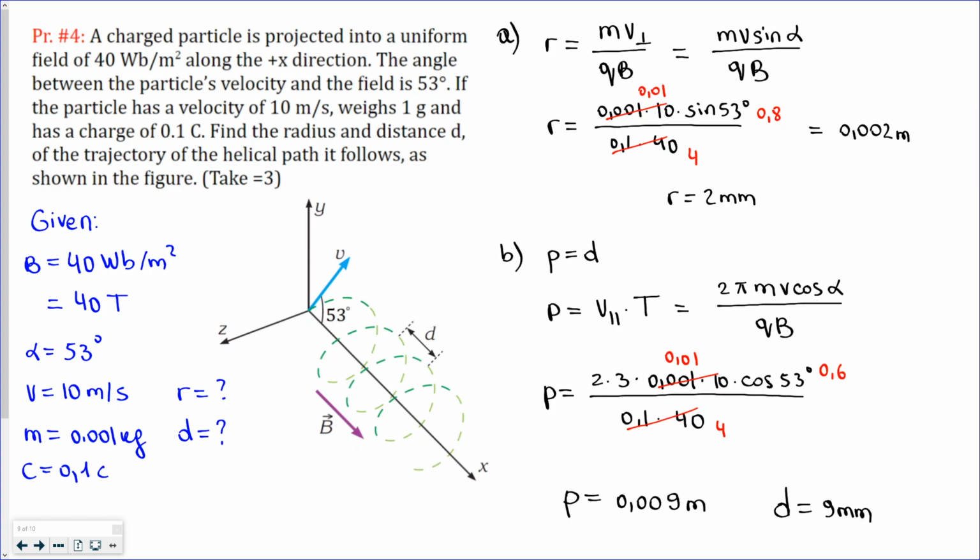So the final answer is this: the radius of the curvature is 2 millimeters, and the pitch, the distance between the turns, is 9 millimeters.